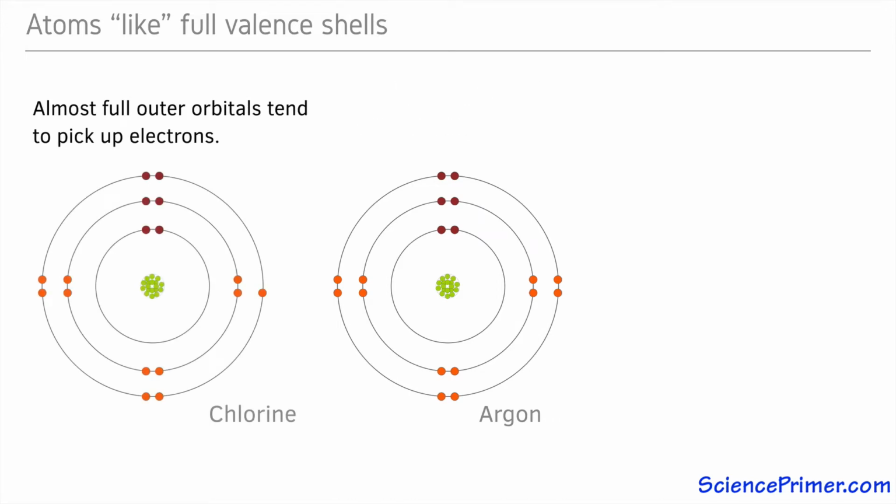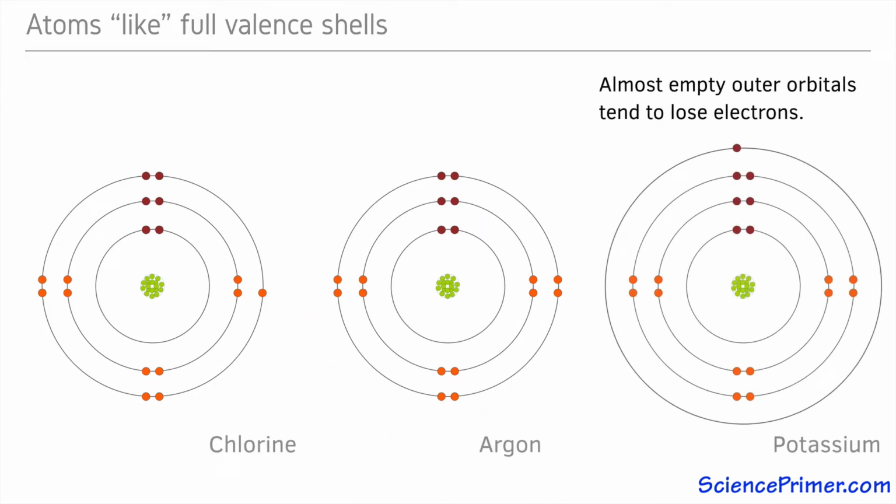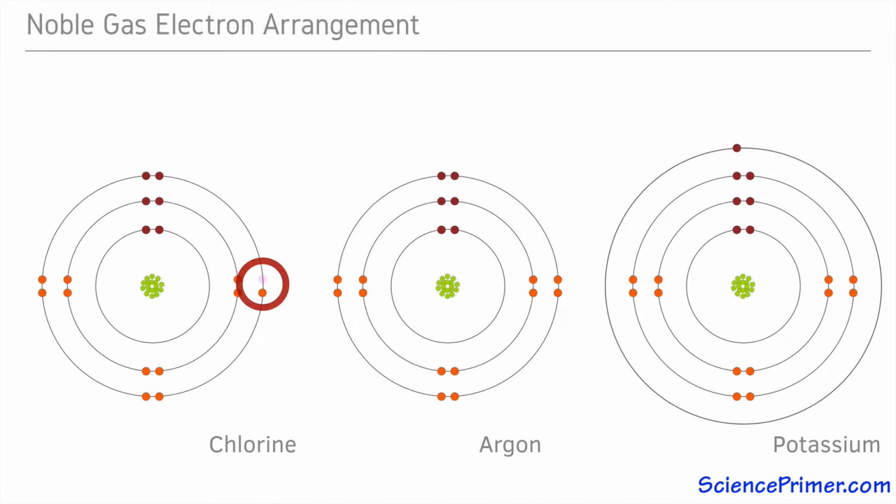Atoms with nearly full valence shells tend to pick up electrons to fill that shell and achieve noble gas electron arrangements. Atoms with valence shells that are almost empty tend to lose electrons in order to empty the outer shell, making the lower, already full shell the outer shell. The way atoms either gain electrons to fill the outer shell or lose electrons to empty the outer shell drives chemical interactions between atoms.